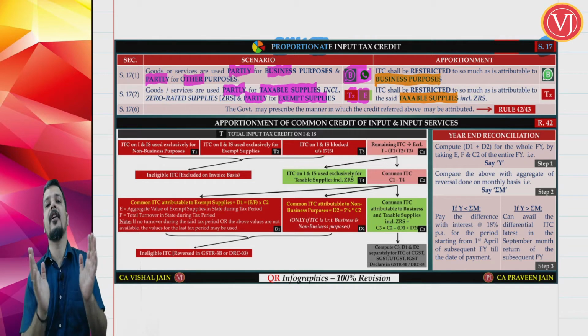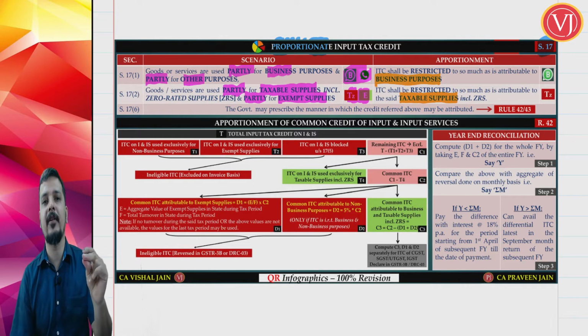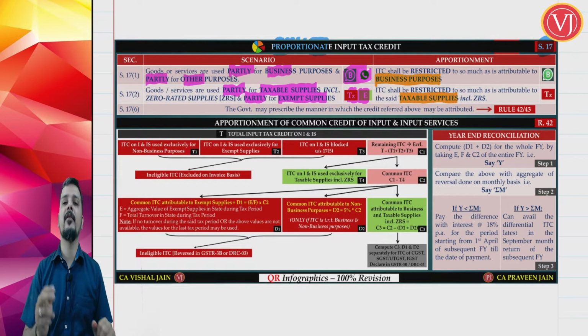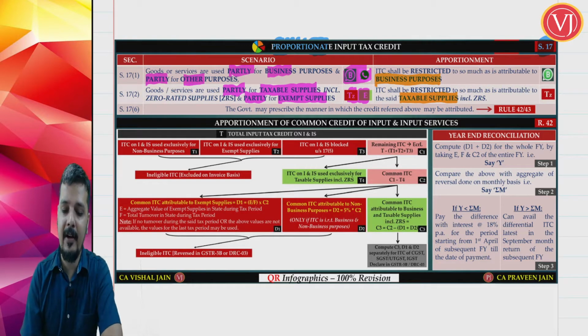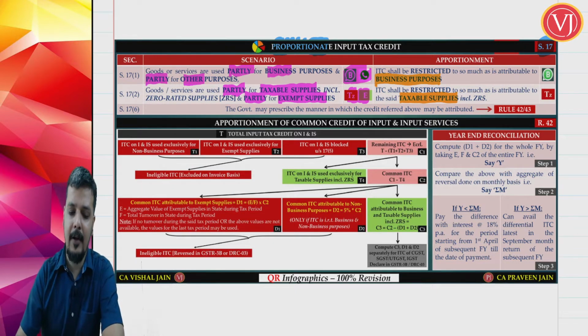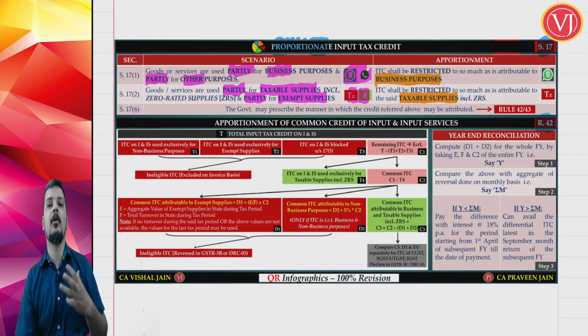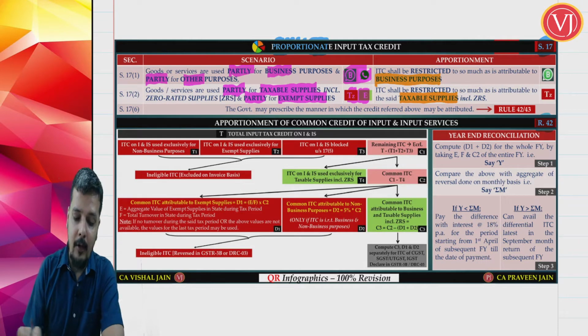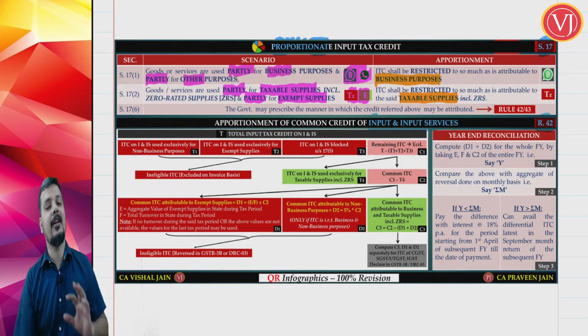So proportionate credit comes only for certain goods or services which are used both for business and personal purposes, or used for both taxable and exempt supplies. And credit will be restricted only to that business portion or that taxable portion. Now how to find out that? For that you have a rule called Rule 42. Rule 42 and Rule 43 are the two rules which talk about calculating proportionate ITC. Rule 42 talks about calculating proportionate ITC for inputs and input services, whereas Rule 43 talks about proportionate ITC for capital goods.